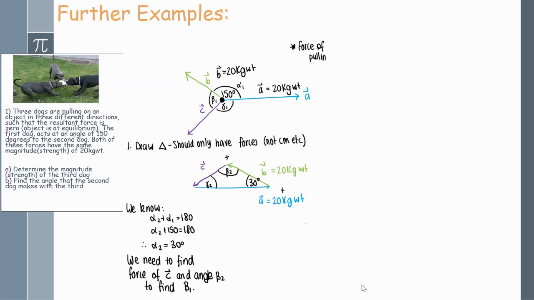Let's start by actually doing part B first. I'm going to find the angle that the second dog makes with the third dog. By looking at my triangle, I can see something very important, that this triangle is isosceles. Vector B has the same magnitude as vector A. This means angle gamma 2 will be equal to angle beta 2. And if I can find angle beta 2, I can also find angle beta 1, which is what the second part of this question is asking.